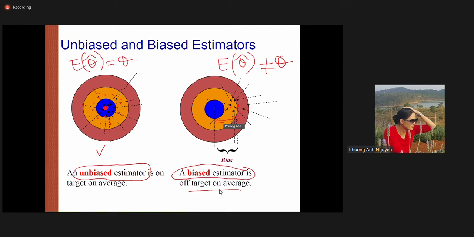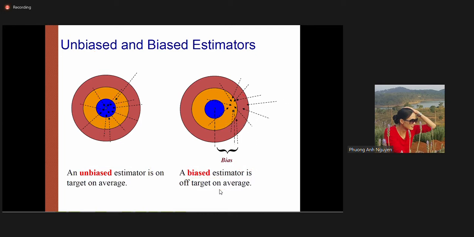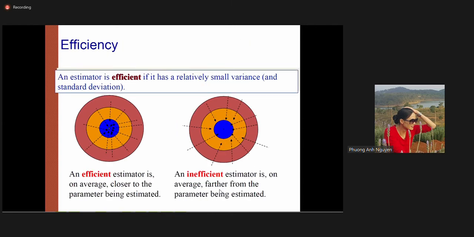Another good property of an estimator is efficiency. The estimator is efficient if it has a small variance, and then automatically a small standard deviation. In the best case, you have the minimum variance.